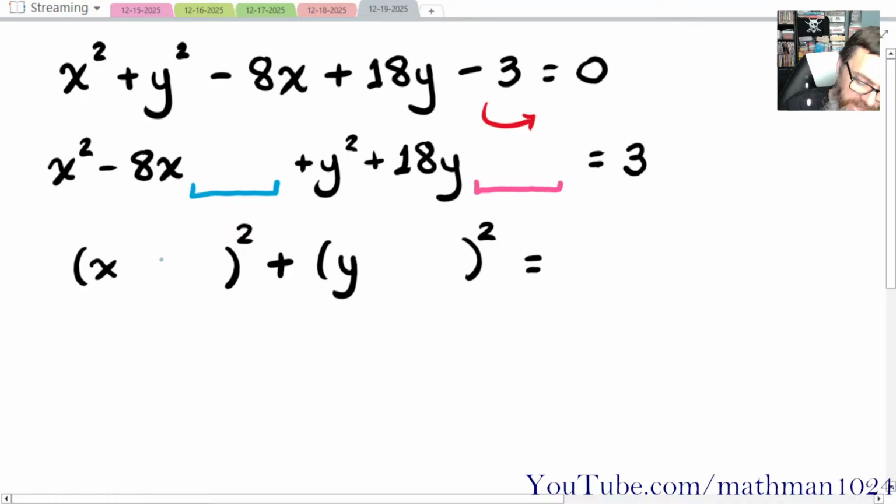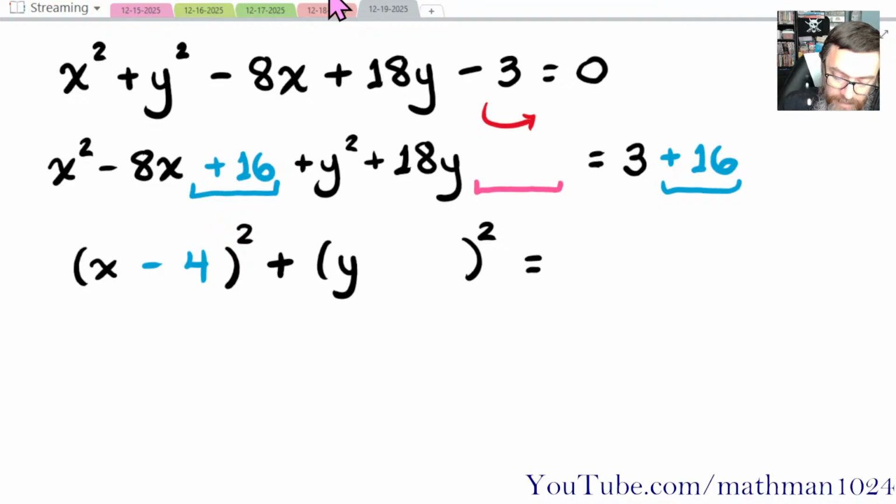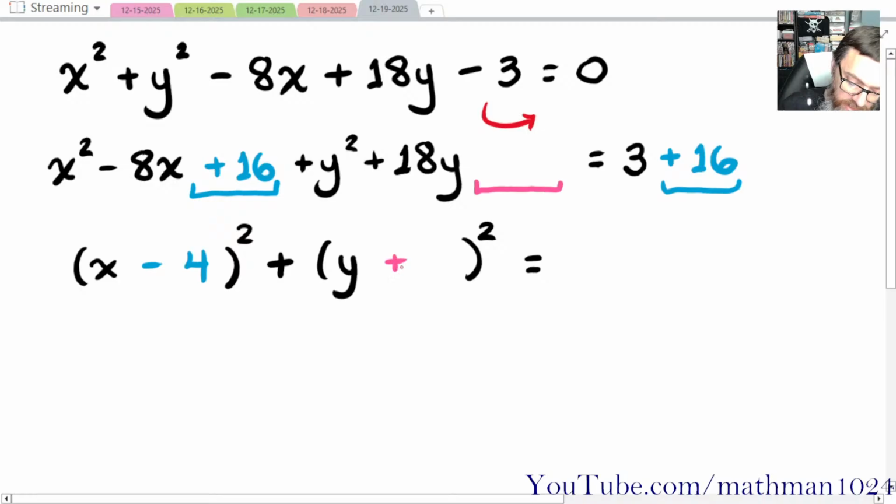Half of negative 8 is negative 4, and negative 4 squared is a positive 16. So we'll have to have a plus 16 to complete the square, but I have to add 16 to the right side so that I maintain balance, right? Nothing new there. For the y's, what goes in the factorization is going to be half of 18, so that's going to be plus 9, and 9 squared is 81. So I needed the 81 to complete the square, but to maintain balance, I have to add 81 to the other side.